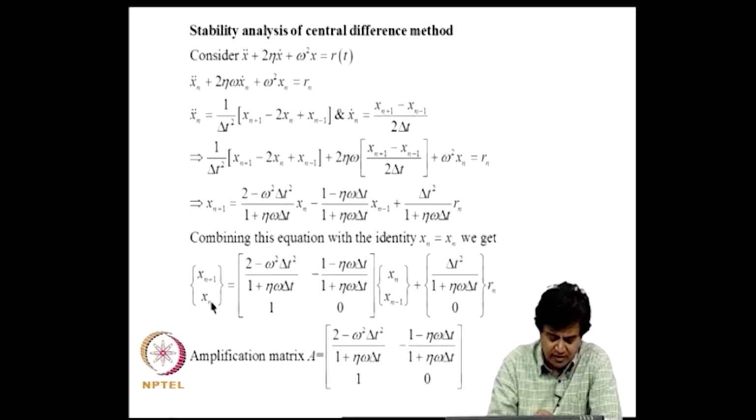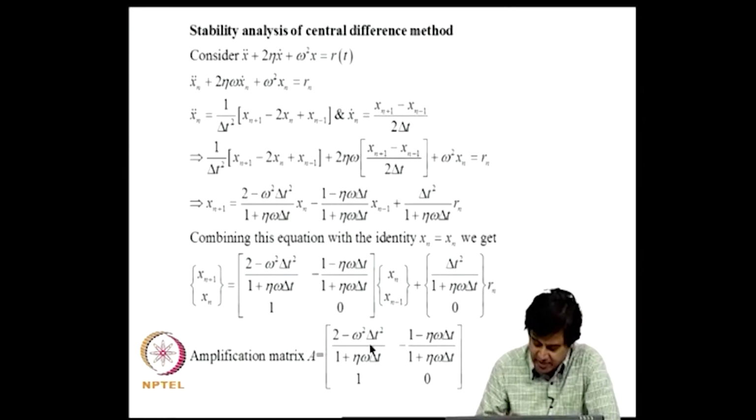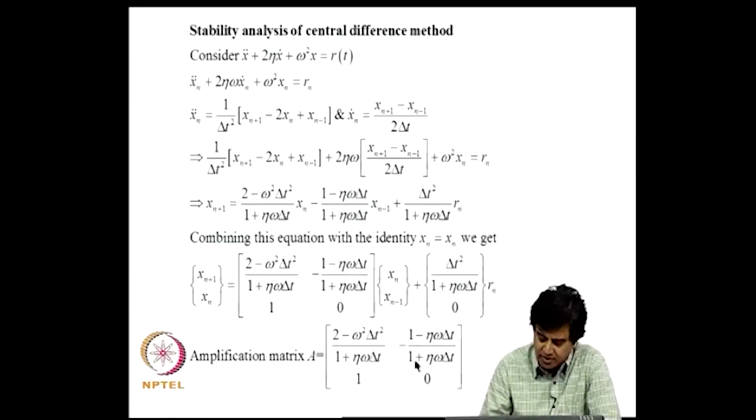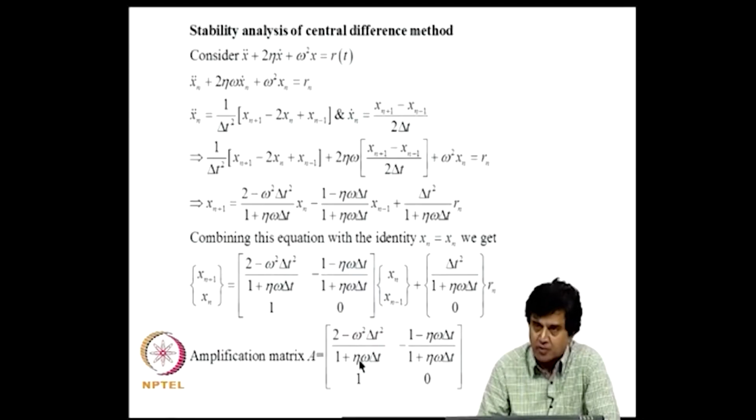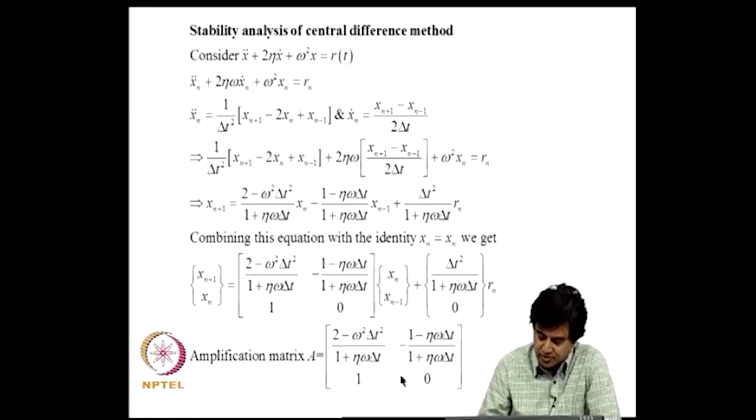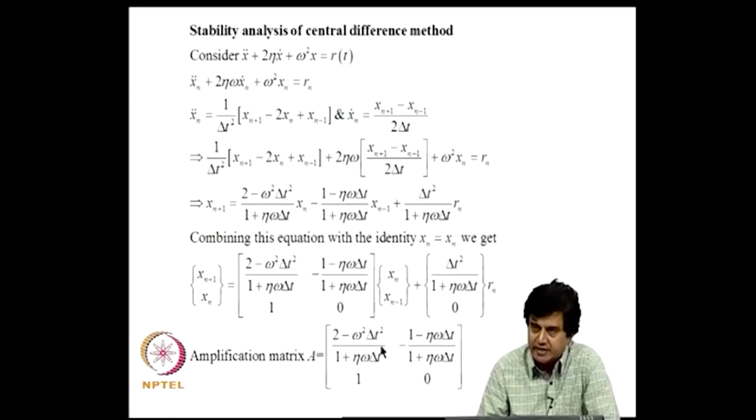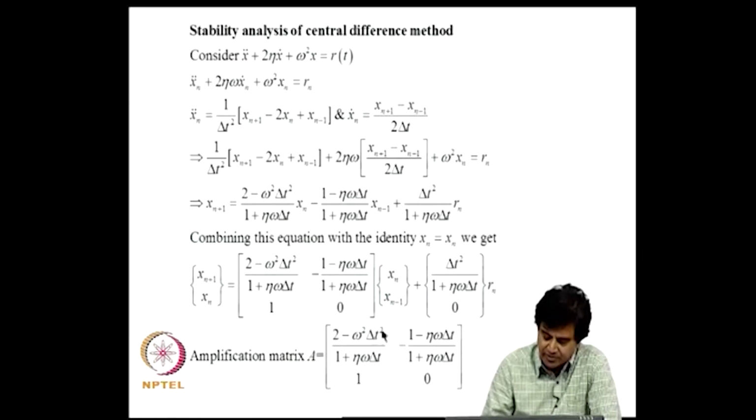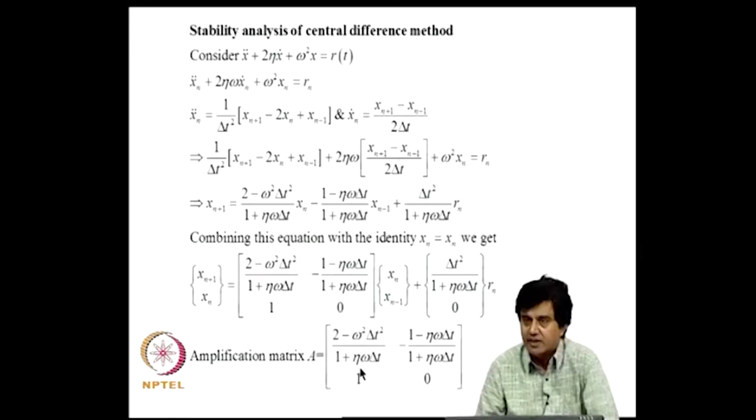So, this is a vector of system states at n and n plus 1, and this is the amplification matrix given by this. The stability of the scheme depends on the eigenvalues of A, and the eigenvalues of A in turn depend on the natural frequency, damping and delta t. Natural frequency and damping are parts of the problem specification, so they are not parameters that we can choose. The only parameter that we can choose is delta t, and by examining the eigenvalues of this, we will be able to tell what the critical delta t is.